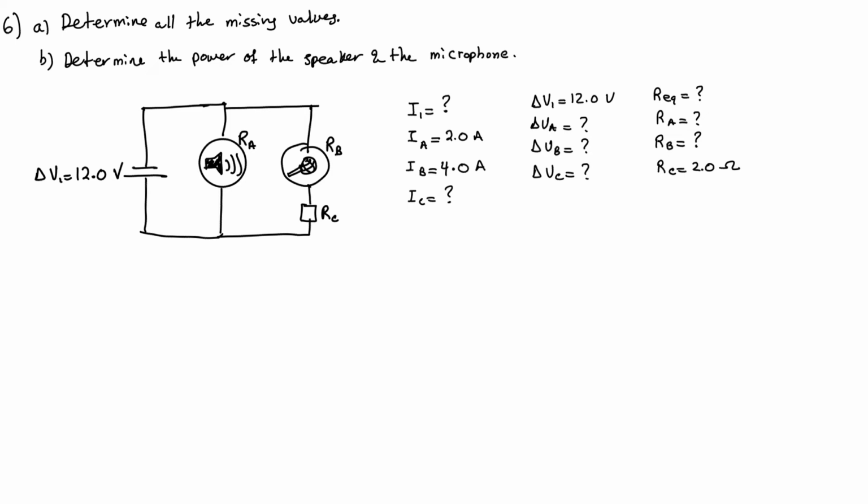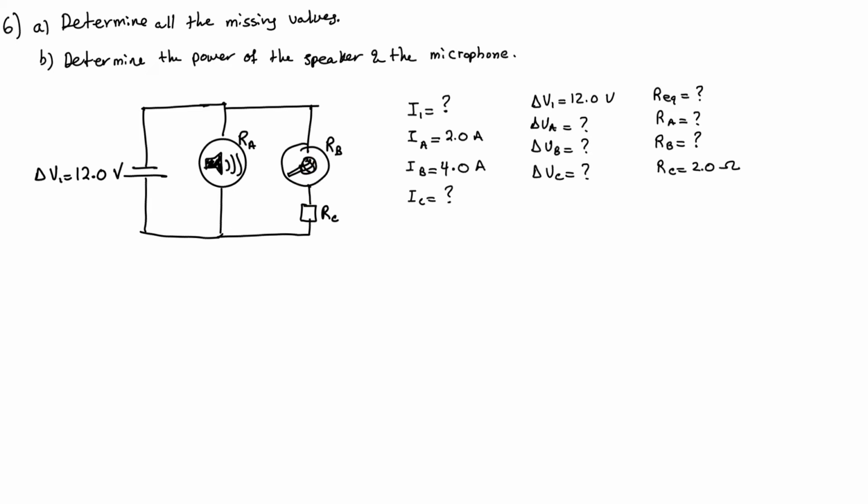All right, for our last question: determine the missing values, determine the power of the speaker and the microphone. Okay, a lot to do for this one. Let's get started. We have the electrons coming in, getting 12 joules of energy, or 1 unit of charge is going to get that much. They're going to move. They're going to split. Some of them are going to go to the speaker, and some of them are going to go through the microphone and a resistor. This is already a mixed circuit because we have both parallel and series components.